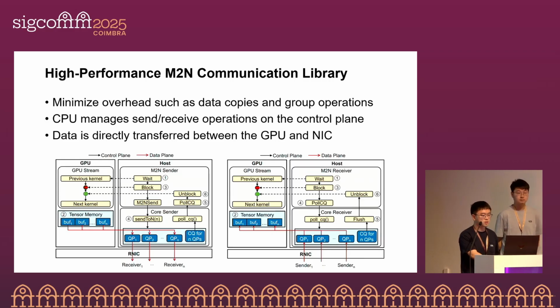All these improvements rely on a high-performance M2N communication library. Only if communication time is lower than the computation latency can the ping-pong pipeline fully overlap communication with computation. So we built a high-performance M2N library. It accelerates the communication by minimizing additional overhead such as data copies, GPU synchronizations, and group operations. On the control plane, the CPU initiates and manages send-receive operations, while on the data plane, data is directly transferred between the GPU and the NIC.